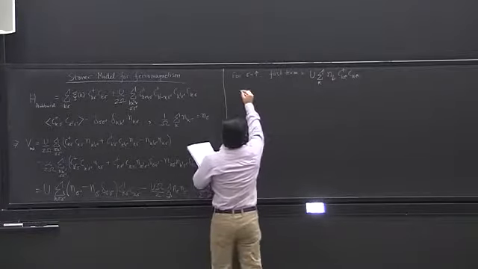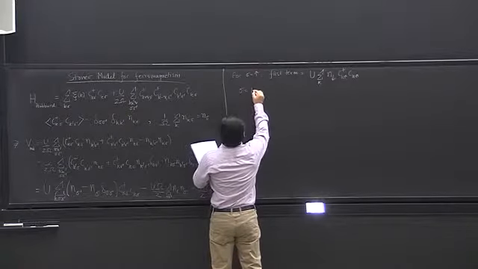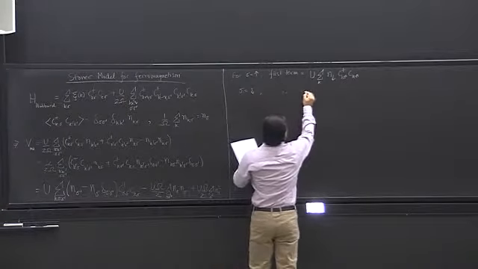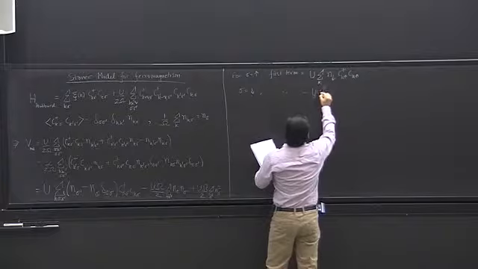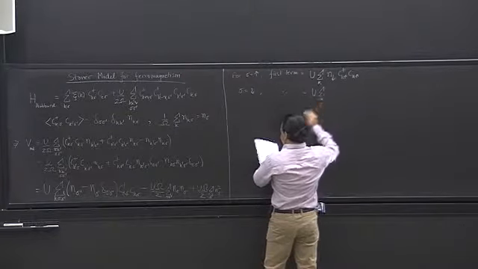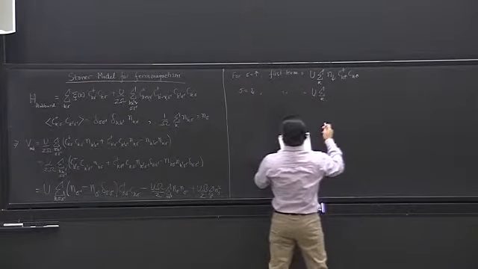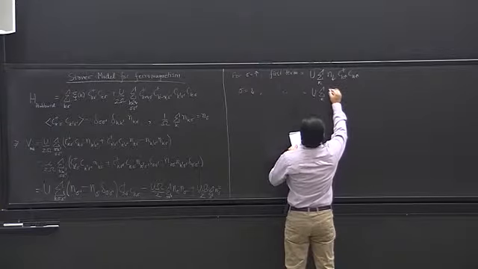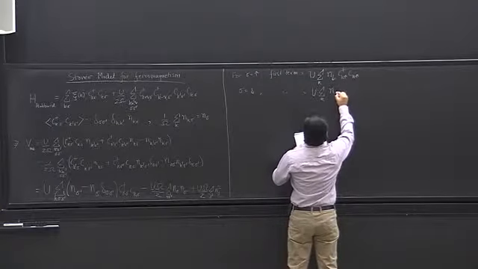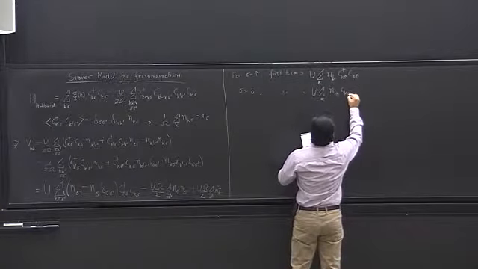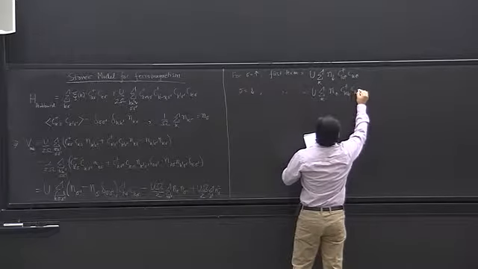Similarly, for sigma equal to down, the first term will be U sum over k, n up, c_k down dagger c_k down.